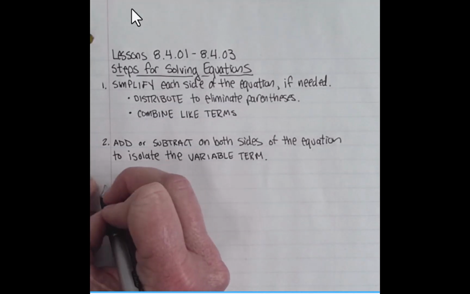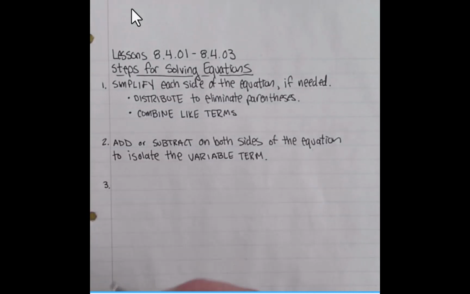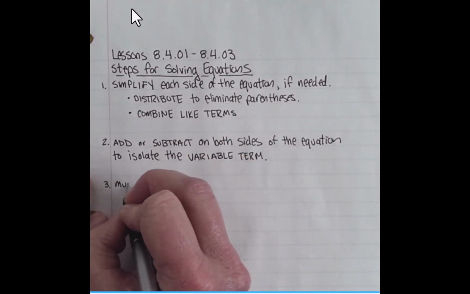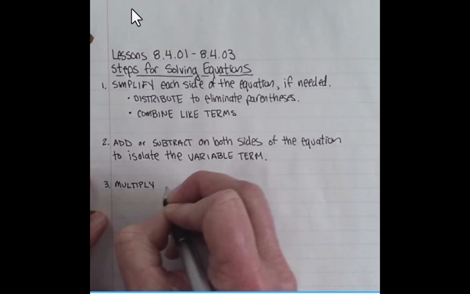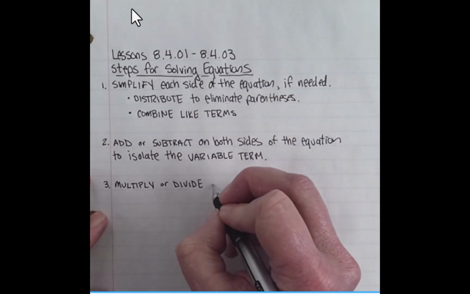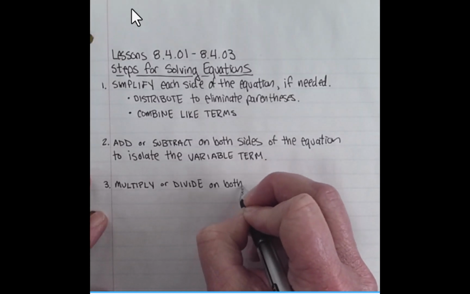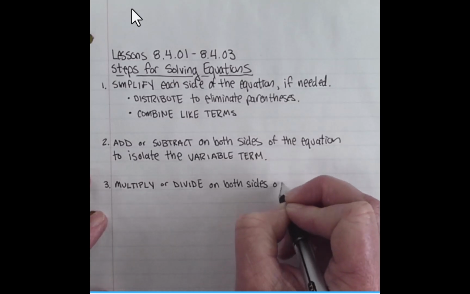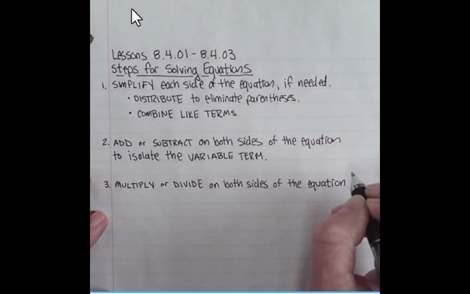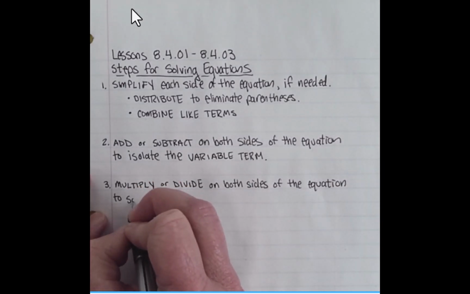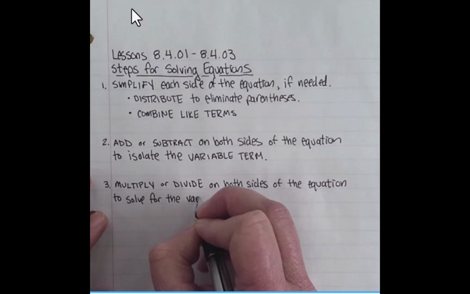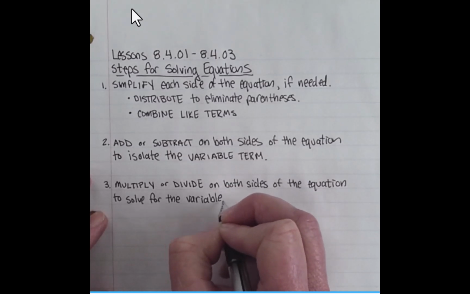And then once we do that, there's just really one more step. We're going to multiply or divide on both sides to solve for the variable. Multiply or divide on both sides of the equation to solve for the variable. And then you'll be done.